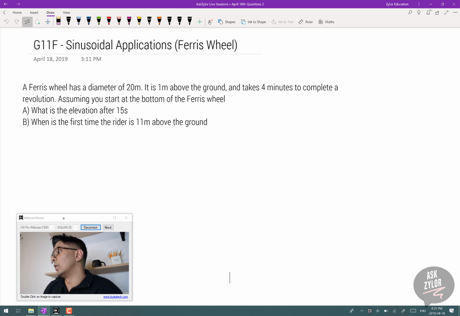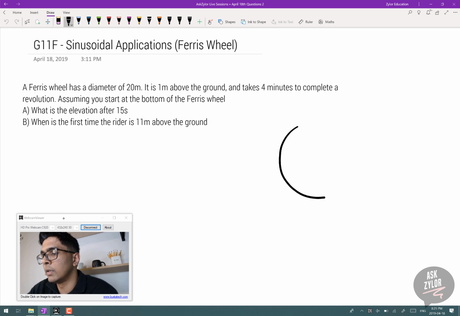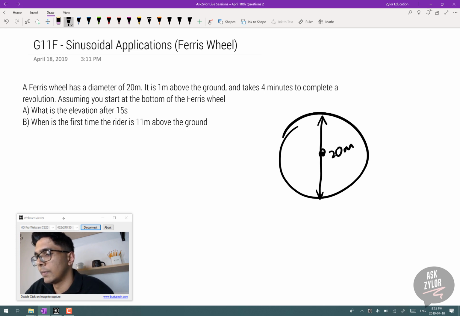So we need to come up with an equation that's going to model this system. So let's draw a brief diagram to show what this is going to look like. We know the diameter is going to be 20 meters. And it's 1 meter above the ground.